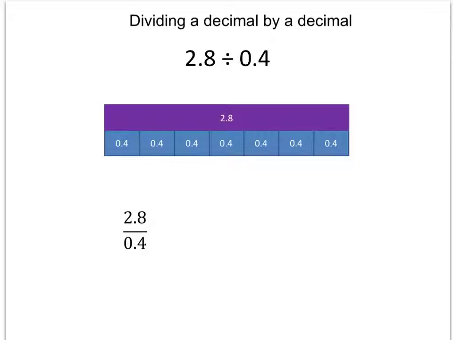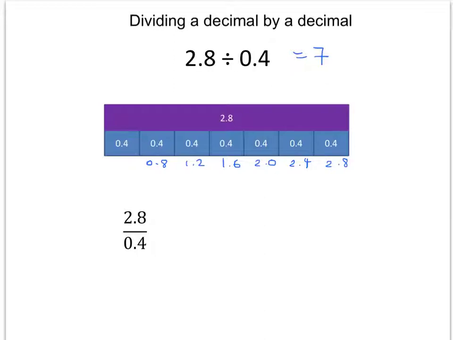because if you do 0.4 plus 0.4 gives me 0.8, add another 0.4, I'm at 1.2, add another 1.6, 2.0, 2.4, and then 2.8. So that goes in exactly 7 times. But we're not going to want to have to draw a picture every single time, so we need a bit of a strategy to be able to work this out.